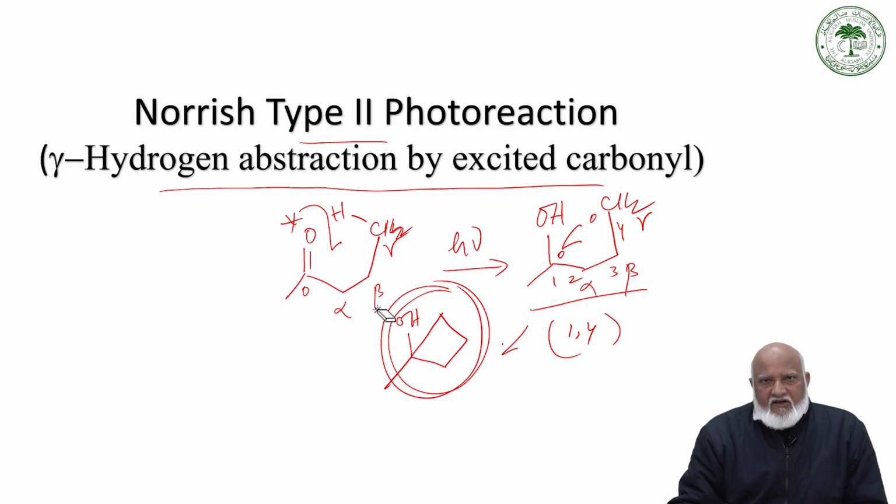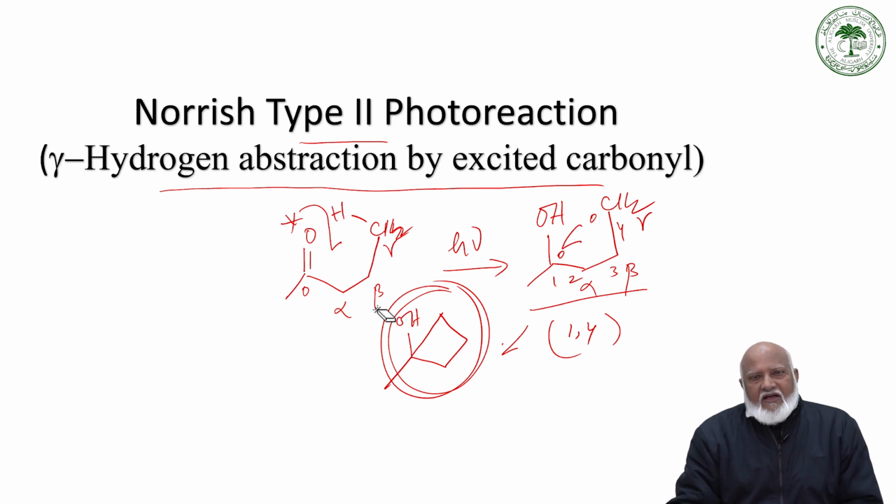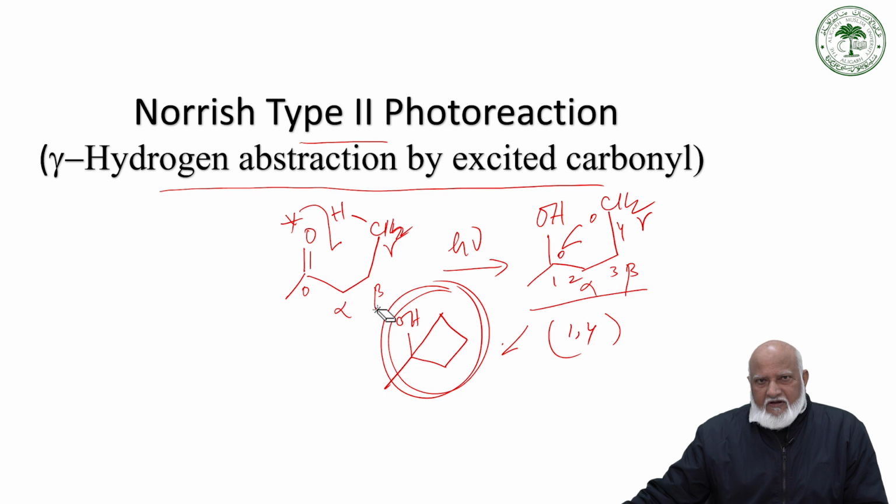So construction of a ring, as I have mentioned earlier, the construction of constrained ring systems like the cyclopropane ring and cyclobutane ring has attracted a lot of attention, because these smaller rings contain a lot of ring strain, and hence they are not easily formed. So in this reaction, cyclobutanol is one of the products. Of course, there are some side reactions also. So let us see this reaction in more detail.